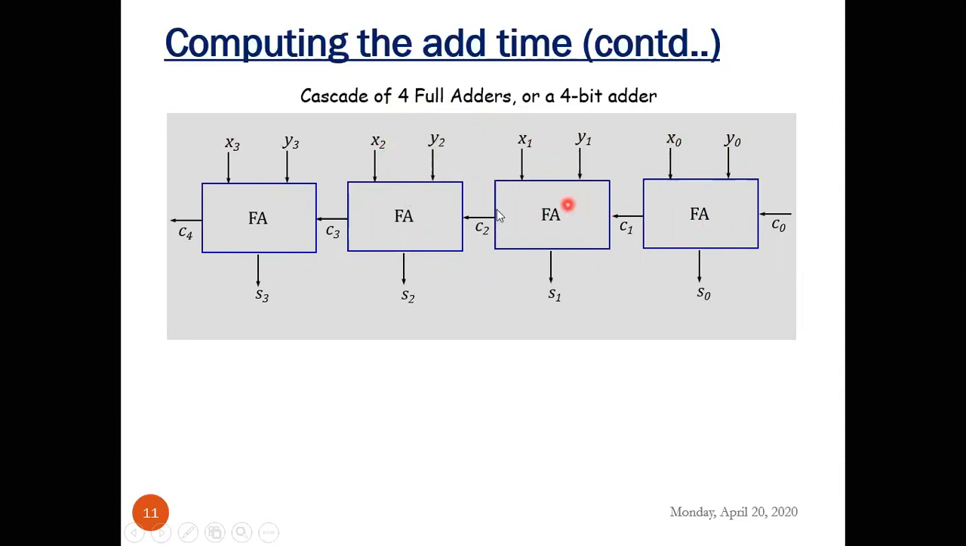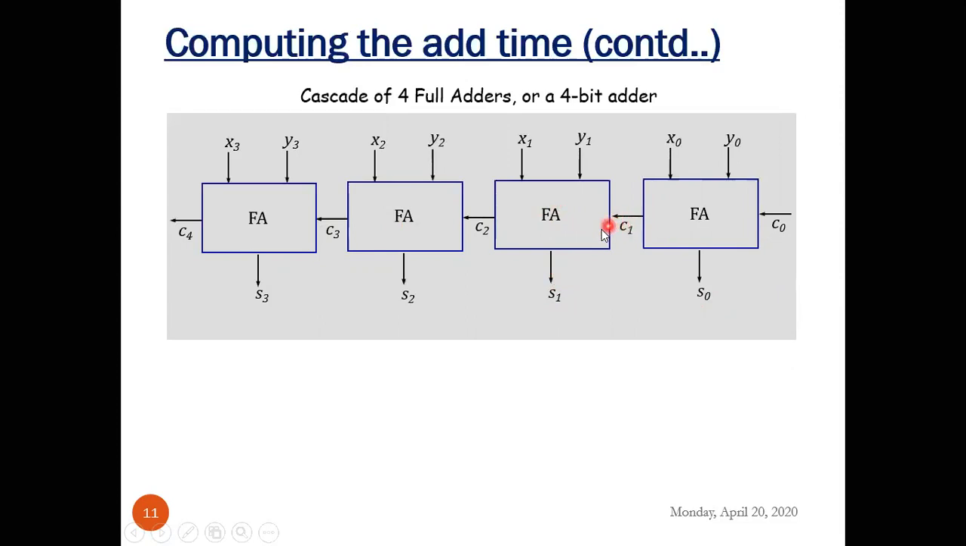But all the full adders can't perform simultaneously because each and every full adder here is dependent on the carry from the previous stage. So just now we learned that for the 0th stage, S0 will be produced after one gate delay and C1 will be produced after two gate delay. So in this full adder, to generate S1, I require only one gate delay, but this full adder has to wait for two gate delay to get the C1.